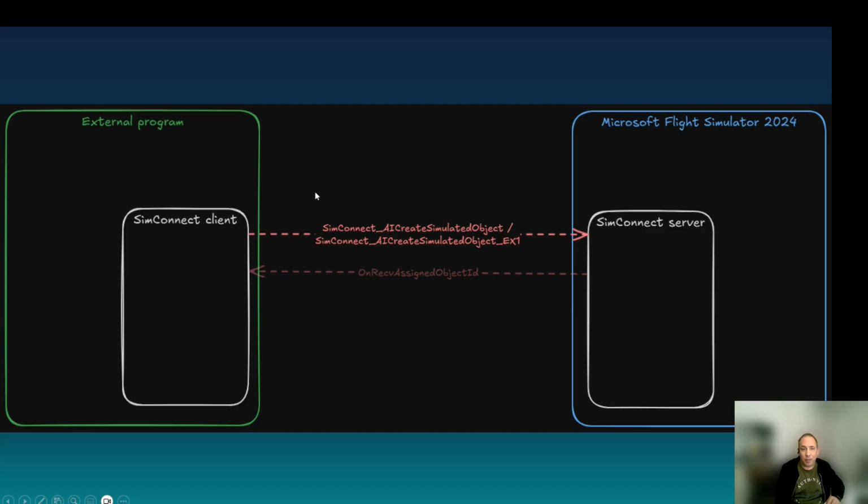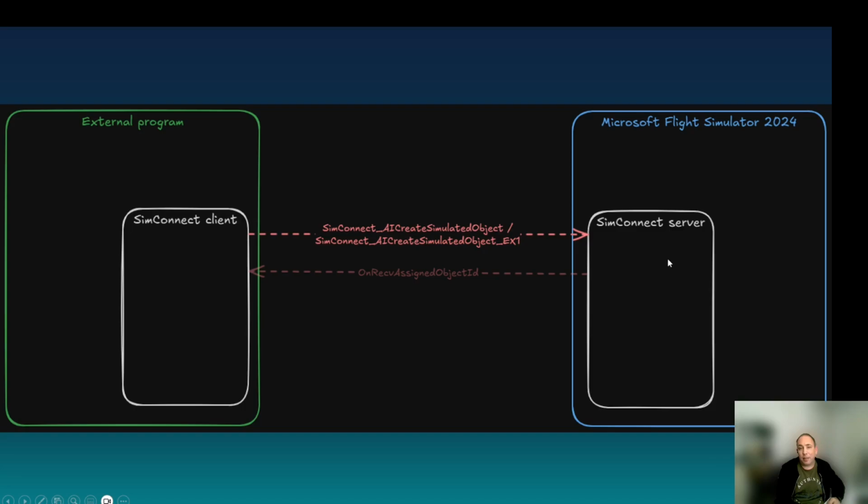The way it works is, once you're connected to the SimConnect server from the client, you call either SimConnect AI create simulated object, or preferably AI create simulated object EX1, which is the newest version. I'll show you some code on how that looks and what to look for. And it will create your object if everything is correct, obviously.